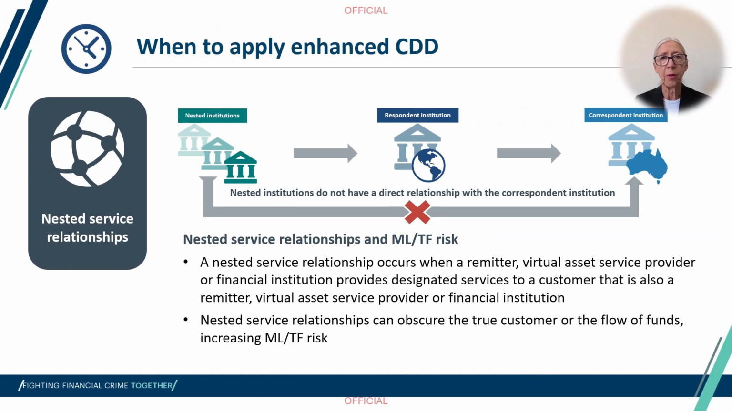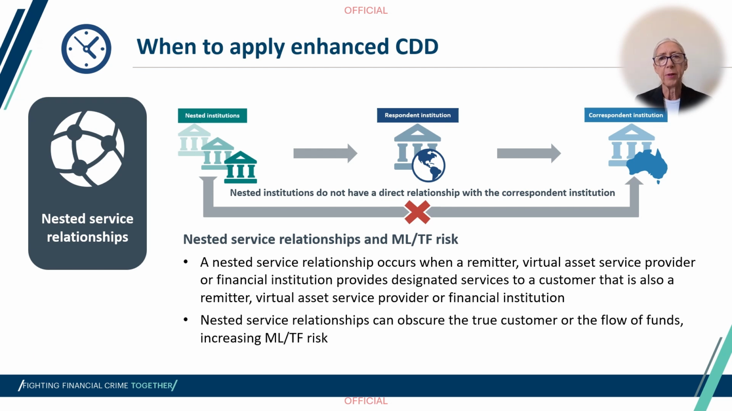Enhanced customer due diligence is also required when a designated service forms part of a nested services relationship. A nested services relationship occurs where you are a remitter, virtual asset service provider, or financial institution, and you provide designated services to a customer that is also a remitter, virtual asset service provider, or financial institution. Specifically, enhanced CDD applies when you are providing designated services through a permanent establishment in one country and your customer uses that service to provide services to others at or through a permanent establishment in another country. This is different to correspondent banking relationships, and you can learn more about this on the AUSTRAC website.